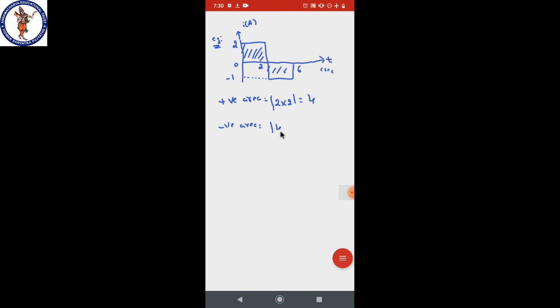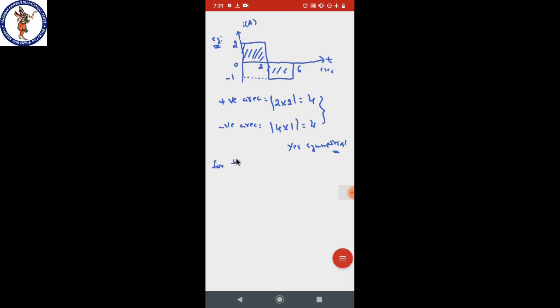How much width from here to here? It will be 4. This is -1. You will not take the negative, because area is always a positive number, never negative. That's why I will take 1 here, so it equals 4. The positive area equals the negative area. The circuit is symmetrical. Okay, the circuit will be symmetrical.